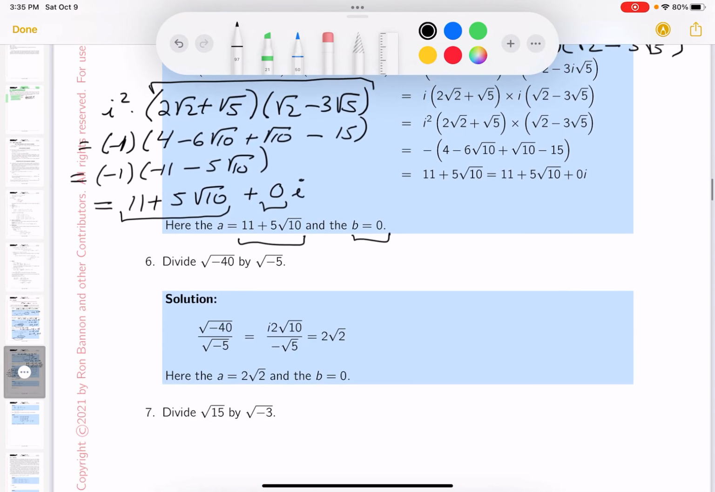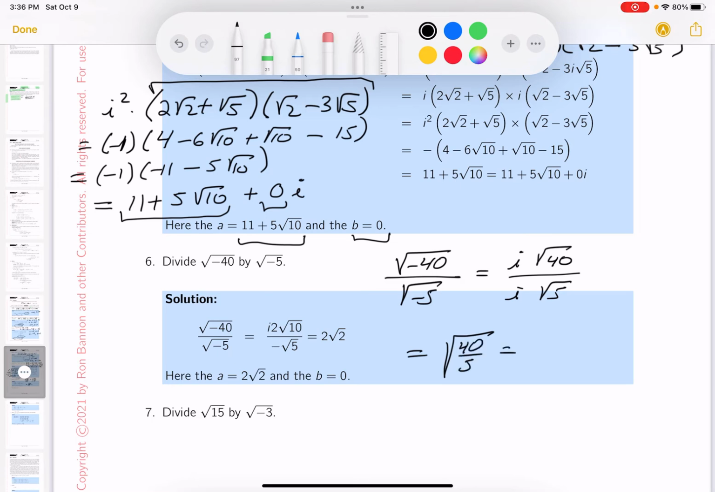Next one says divide. And again, it's almost like a broken record. You got to really be careful about this. And what are you careful about? You got to get that i business done first. What's it going to be? i root 40. And this would be i root 5. Well, i divided by i is 1. And then root 40 over root 5 is root 40 fifths, which is going to be root 8. And root 8 is 2 root 2. Again, if you're going to put it in the a plus bi form, it's 2 root 2 plus no i's.